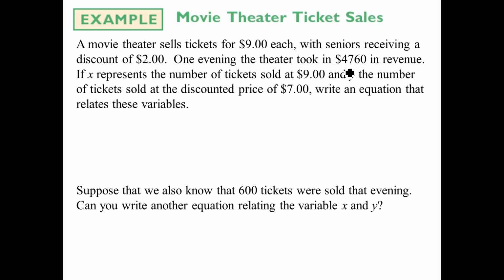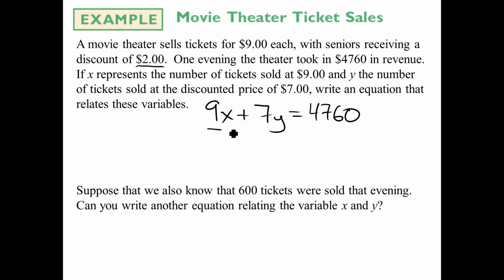So we've got a movie theater selling tickets for $9 each. So let's go 9x there. And we're selling tickets to seniors, not seniors in high school, probably seniors as in over 55 or 60, but maybe seniors in high school get a discount. 7y there, they're getting a discount of 2, so they're getting sold for $7. We're making $4,760. There we go. There's a nice equation.